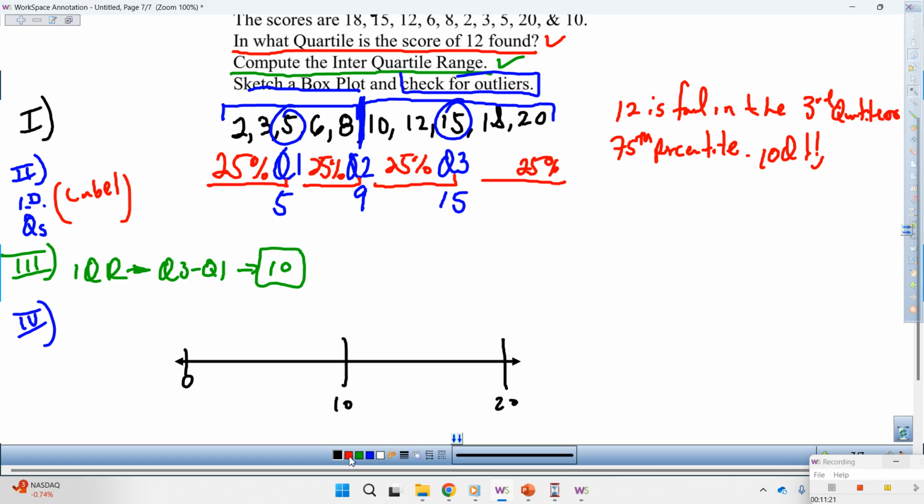All right. So, box plot. I need Q1, which is what? 5. Q2, which is 9. Q3, which is 15. It's about right here. Minimum is 2, about right here. Maximum is 20.